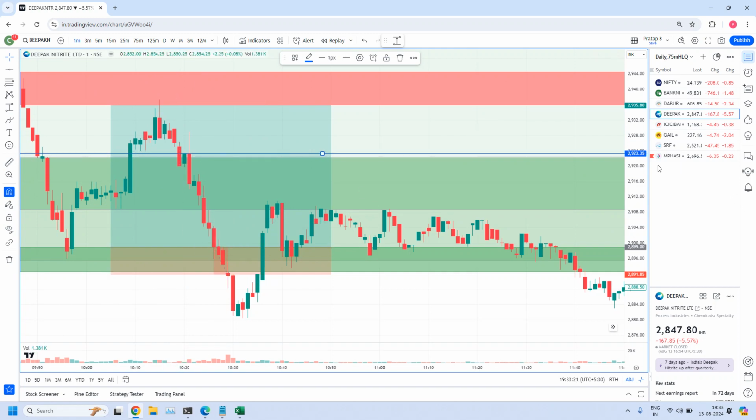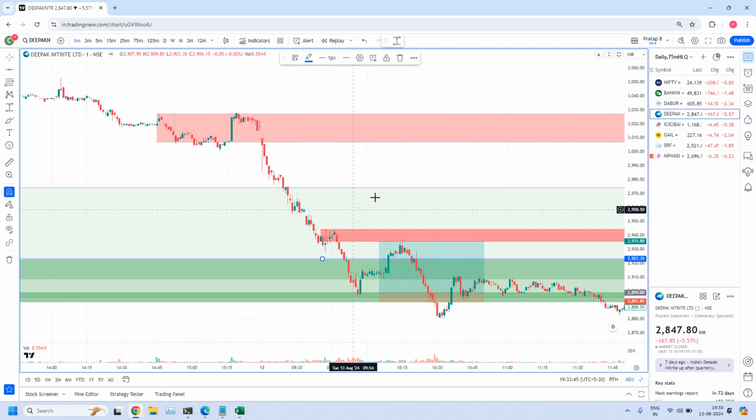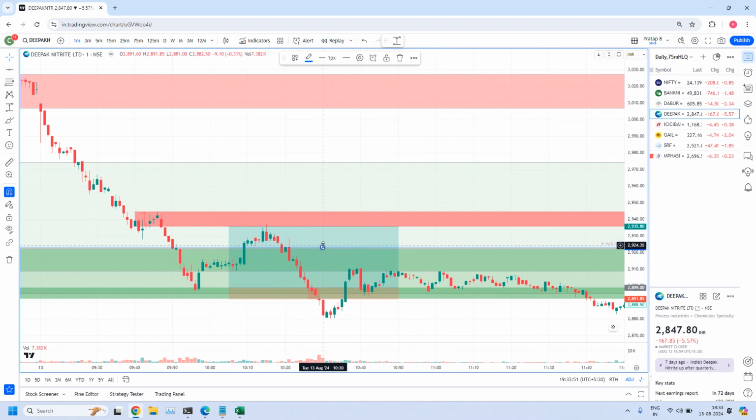At what price? 2,923. And what is your target here? 2,936. That means you would have got 13 rupees less profit. Those who used a trailing stop loss, thinking that this 5 minute zone will be violated and prices will reach up to this 15% ROI level, if anybody felt like that, they would have exited here.